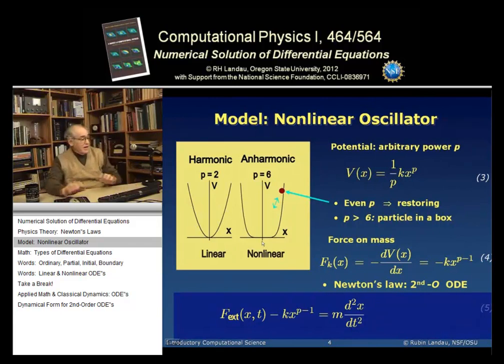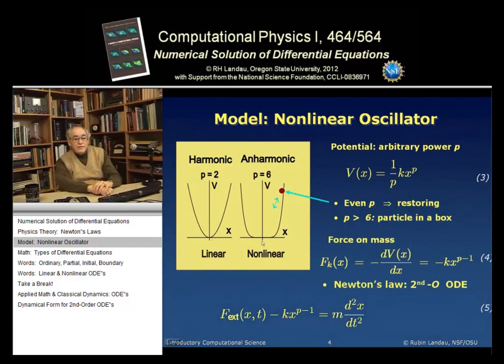Okay, enough of that. So let's look at equation 5 here. That's Newton's law. So this is what we have to solve. We have ma on the left-hand side, the mass times the second derivative. Now we have an external force, which we haven't specified anything for yet. And now we have the force here. So this is the problem I want you to solve. It's a nonlinear problem because of x to the p minus 1, some large odd power. If p is 2, it's a harmonic oscillator.